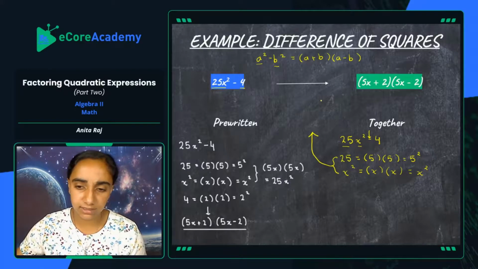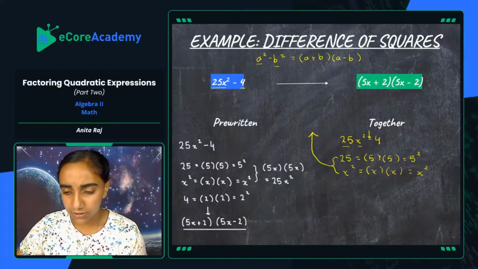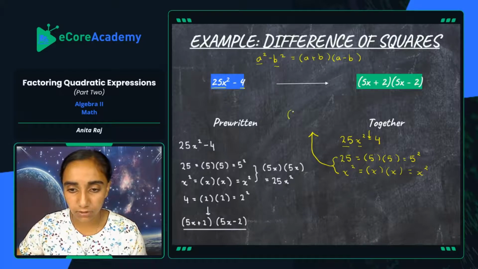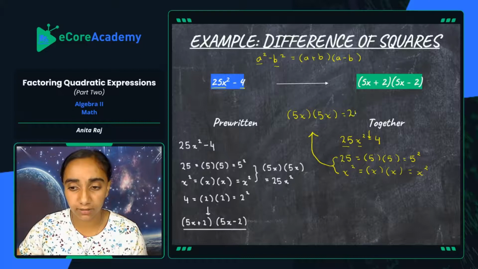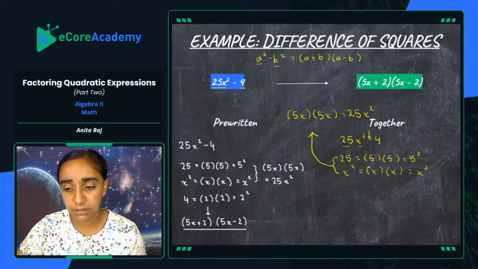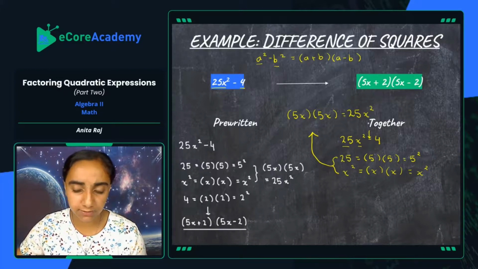So we're combining these together. As you can see, the square root of 25 is 5. The square root of x squared is x. So we make this new term 5x. 5x times 5x is equal to the 25x squared that we're trying to get. See how we square rooted each part of that term and combined its principal parts, and we made new terms. So 5x times 5x equals 25x squared. So we know that the square root of 25x squared is equal to 5x.